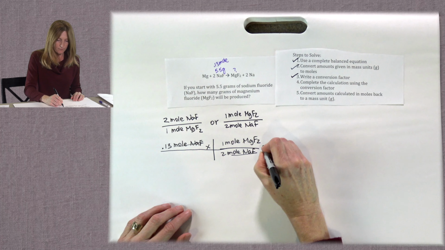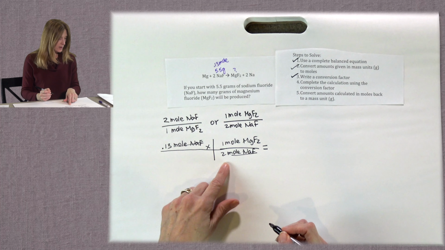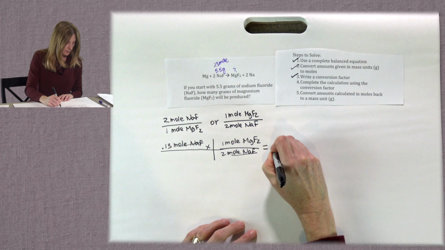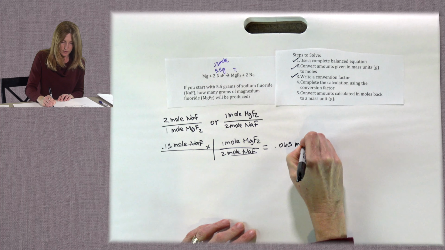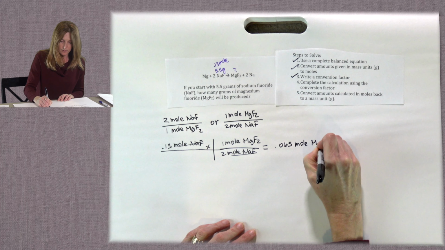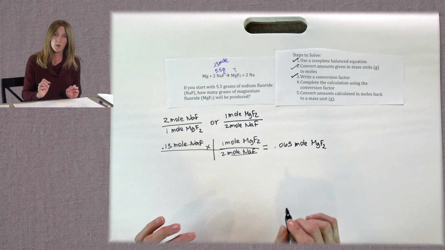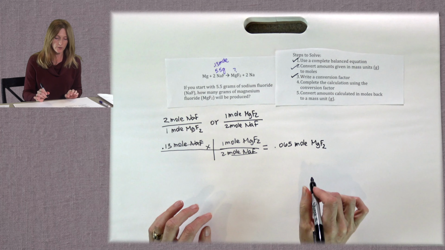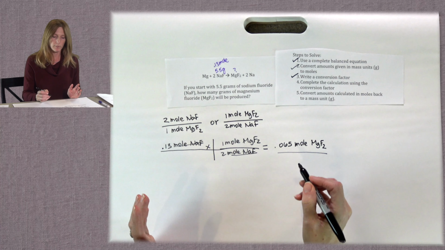And we can see that we've set up our math. We do 0.13 divided by 2, and we will end up with 0.065 moles of magnesium fluoride. So we have just completed our calculation using the conversion factor. And we figured out 0.065 moles of magnesium fluoride will be produced.